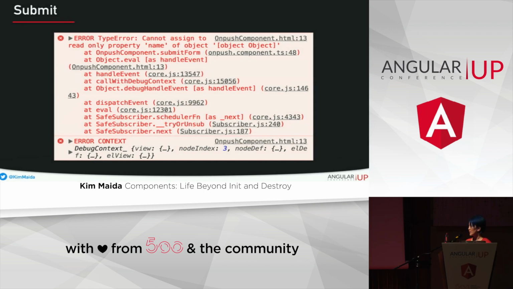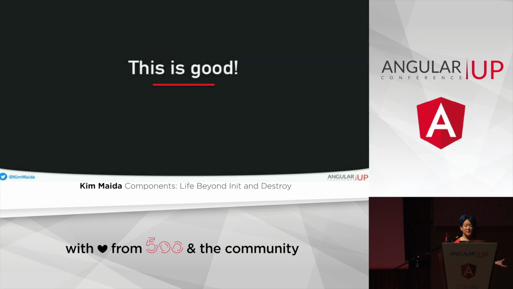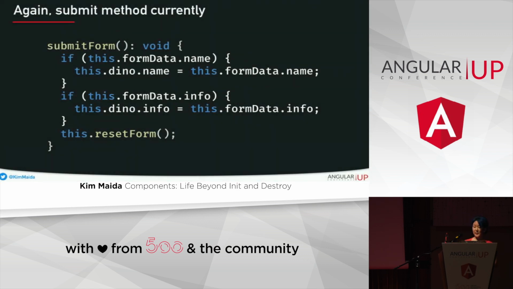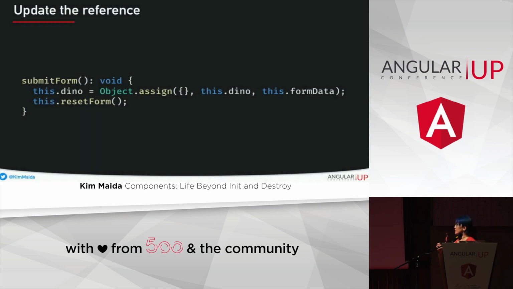So now on submit, we're going to get an error that looks like this, and this is a read-only error. It says can't assign read-only property of object, and this is good. It means the property of our dyno object is immutable, and so now we have class behavior that reflects the UI behavior. If we go back to our submit method, we can't do this. We don't want to do this. Instead, we need to update the reference. We can use Object.assign to do this and merge the previous dyno object with our updated values from the form.